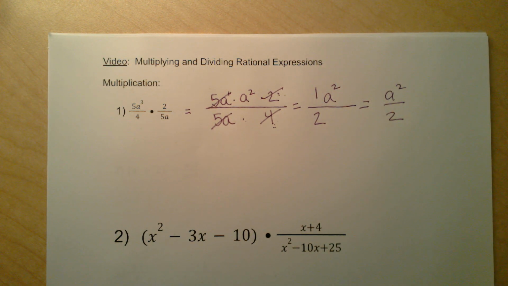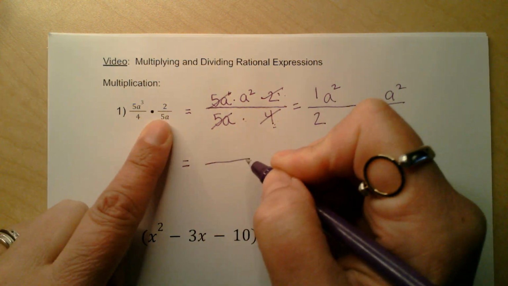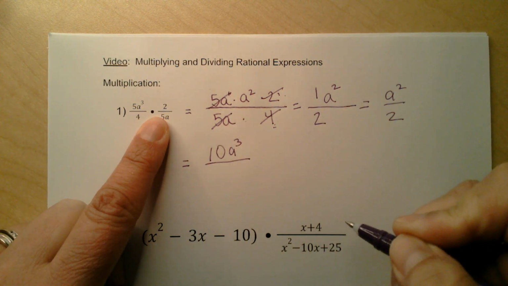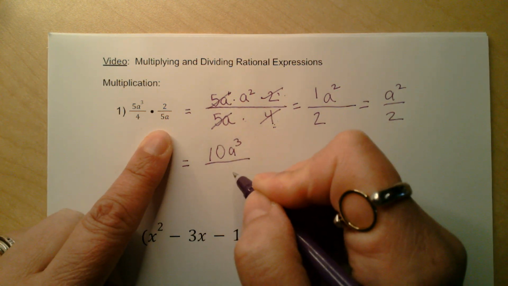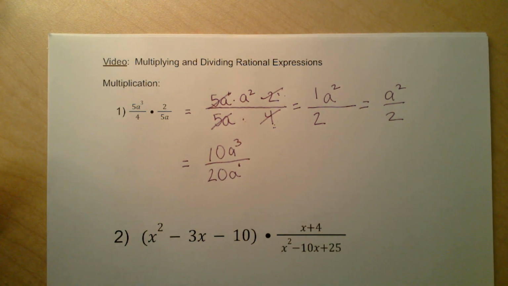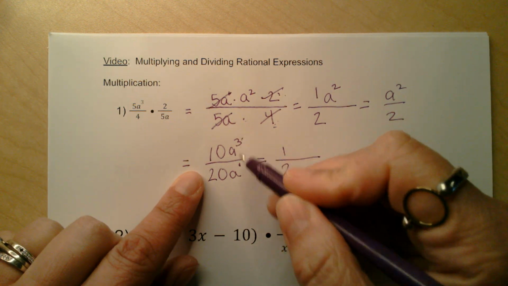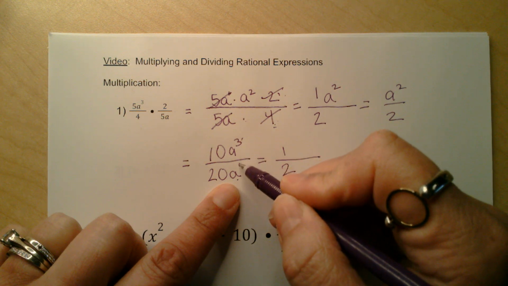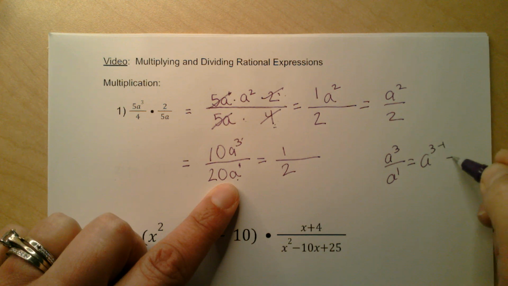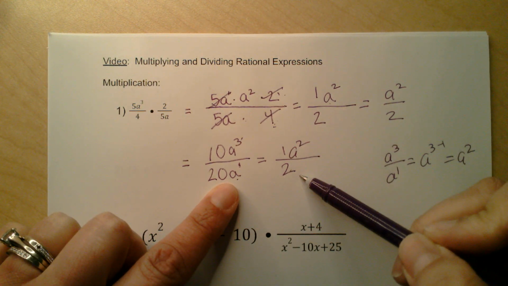Now, you could have done this another way, and this is absolutely fine, either way you prefer. You could multiply just the numerator, 5a to the third times 2. That's 10a to the third. And you can multiply the denominator. 4 times 5a is 20a, and that is to the first power. Then you could have reduced 10/20ths to 1/2. A to the third divided by a to the first. We subtract exponents. A to the third divided by a to the first is a to the 3 minus 1, which is a squared. So you get the same answer.